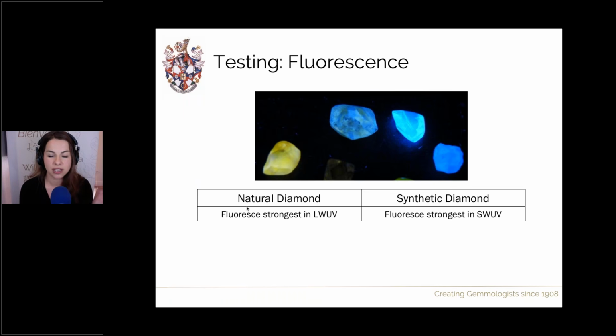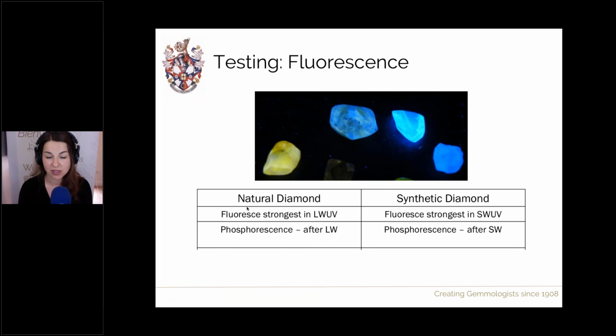Because natural diamond, if it fluoresces, will fluoresce strongest under long wave UV light, and synthetics, if they fluoresce, will fluoresce strongest under short wave UV light. So that's a great way of testing these stones, particularly for your colourless stones, but also it will work for your yellows as well. When it comes to phosphorescence, so this is the emission of light after it's been exposed to UV, if a natural diamond phosphoresces, this will only occur after long wave. If a synthetic diamond phosphoresces, this will only occur after short wave. So that's something else that can be helpful.